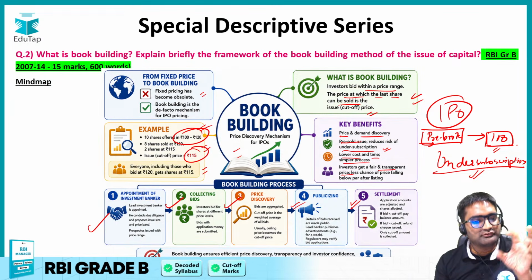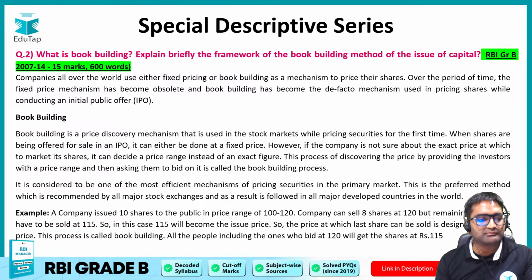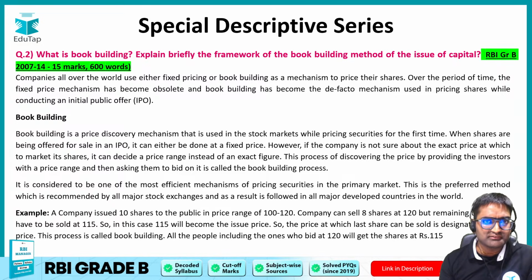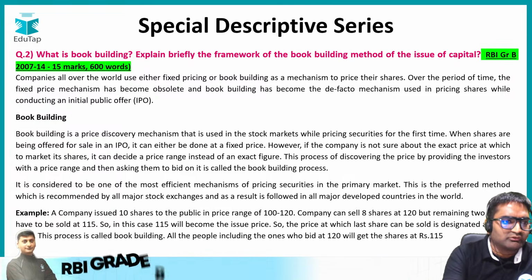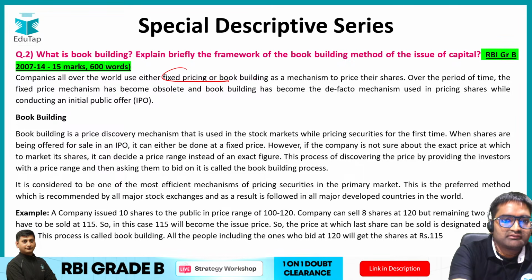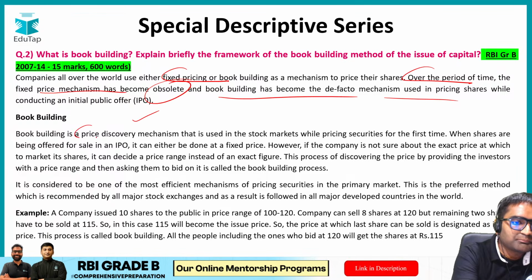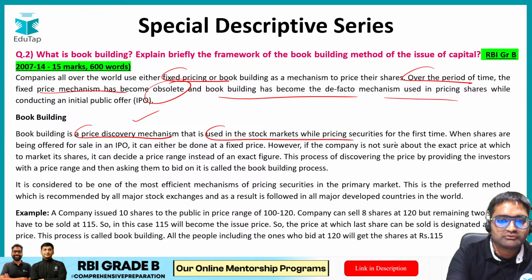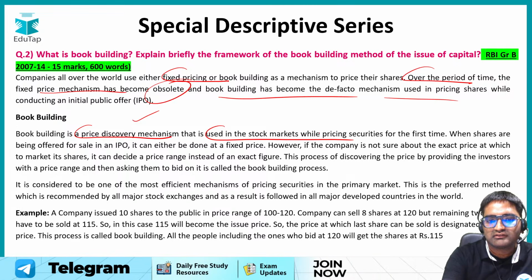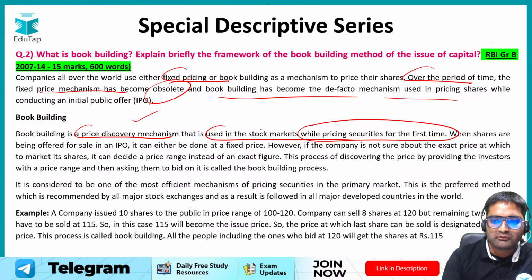So the entire process is also given over here. And with respect to the same, we have this wonderful answer that you can see. Companies all over the world use fixed pricing or the book building mechanism. Over a period of time, the fixed price mechanism has become obsolete and now we are using book building for the IPO. What is it? It is a price discovery mechanism that is used in the stock market while fixing the price of securities for the first time.